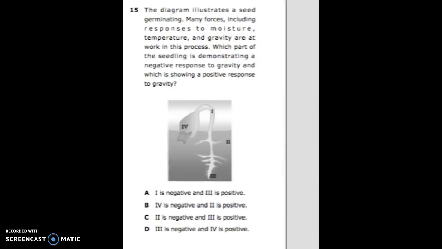Number 15. The diagram illustrates a seed germinating. Many forces, including responses to moisture, temperature, and gravity, are at work in this process. Which part of the seedling is demonstrating a negative response to gravity and which is showing a positive response to gravity? A, 1 is negative and 3 is positive. B, 4 is negative and 2 is positive. C, 2 is negative and 3 is positive. D, 3 is negative, 4 is positive.